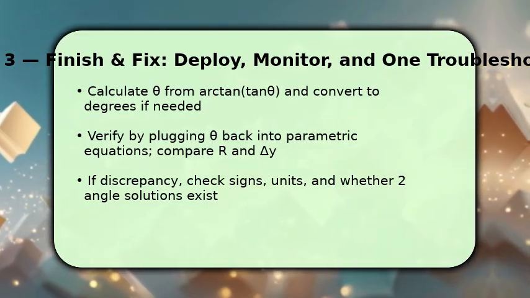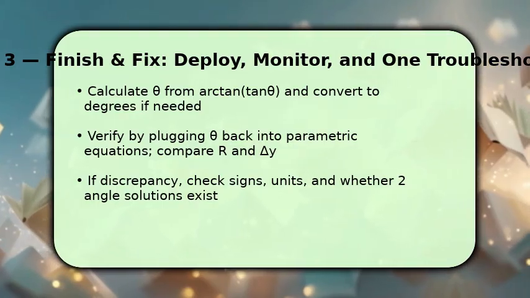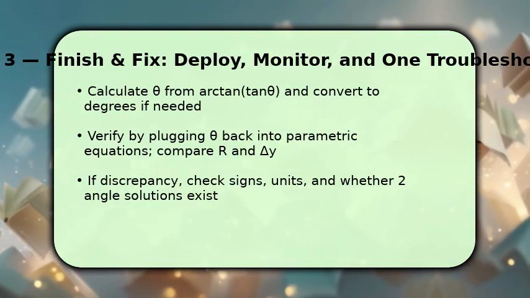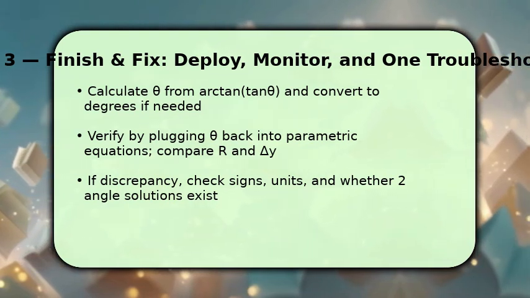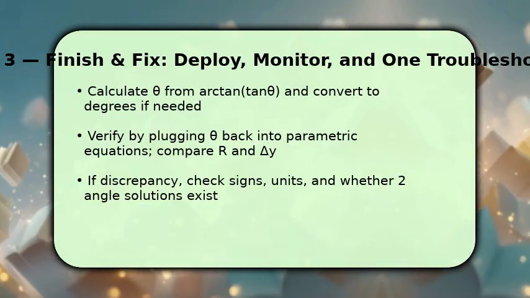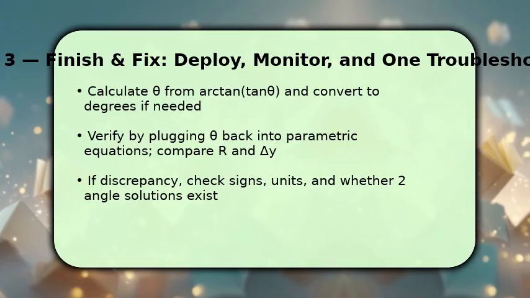This confirms your solution. If numbers don't match, check common issues: sign errors in delta, wrong g value, or misuse of plus/minus roots. There can be two valid launch angles, low and high, for the same speed and range. Pick the one that fits the scenario.